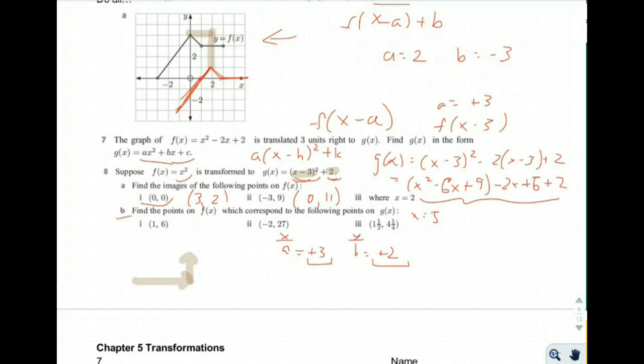Let's go to b. Find the points on f of x which correspond to the following points on g of x. So now we're going the opposite direction. We would be going down 2 and then to the left 3. Okay? So instead of adding 3 to the x and adding 2 to the y, we're doing just the opposite. We're subtracting 3 from the x, we're subtracting 2 from the y to go back to the f function. So it would be minus 3 from that one, minus 2 from that one, so it would be negative 2 comma 4, for example. So that's all you would do for the rest of those. Okay?